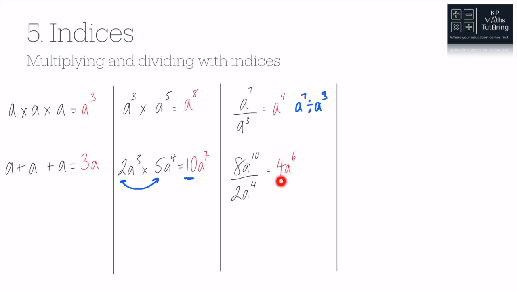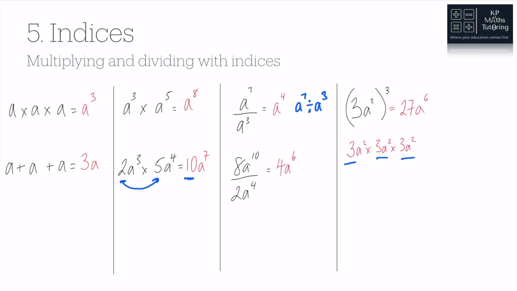8 divided by 2 here gives me 4, so you deal with the numbers first, and then a to the power of 10 and a to the power of 4, I subtract those to get a to the power of 6. And then the last one here, just to be aware of, is if it's in brackets, so 3a squared to the power of 3, for example. Now this means 3a squared times 3a squared times 3a squared. It's best to write it out 3 times because it's a power of 3.